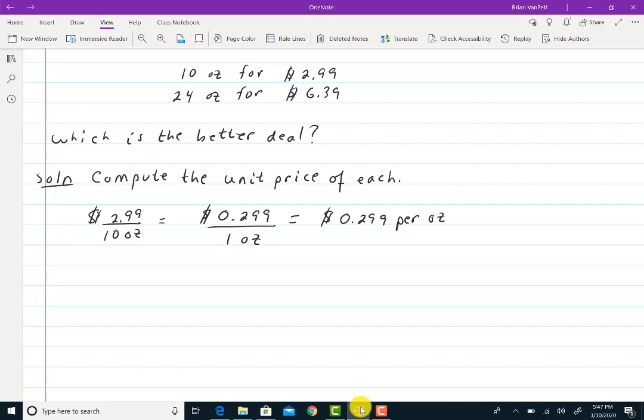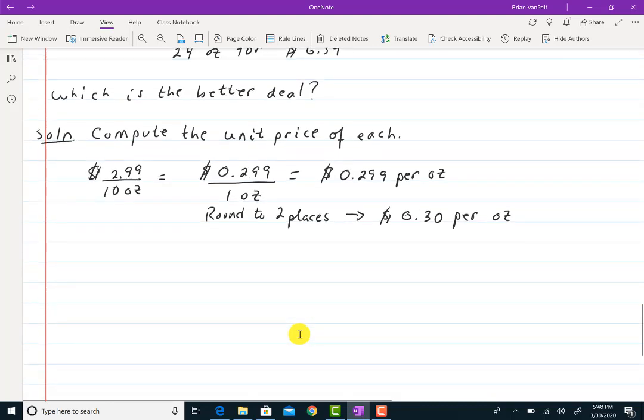Usually in the grocery store, they will go to 3 decimal places. But if you're asked to round to 2 decimal places, if I were rounding it to 2 decimal places, the 9 here would force this 9 to go to a 0 and change that 2 to a 3. So we'd have 30 cents per ounce. This is rounded to 2 places.